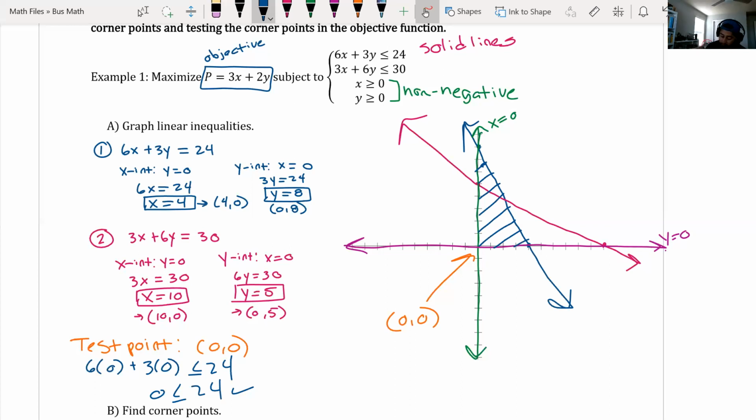Okay. And then for the red line, check if it's true. Plug in 0 to the inequality. 3 times 0 plus 6 times 0 less than or equal to 30. And we get 0 less than or equal to 30, which is true. Which means, again, we're going to shade down.